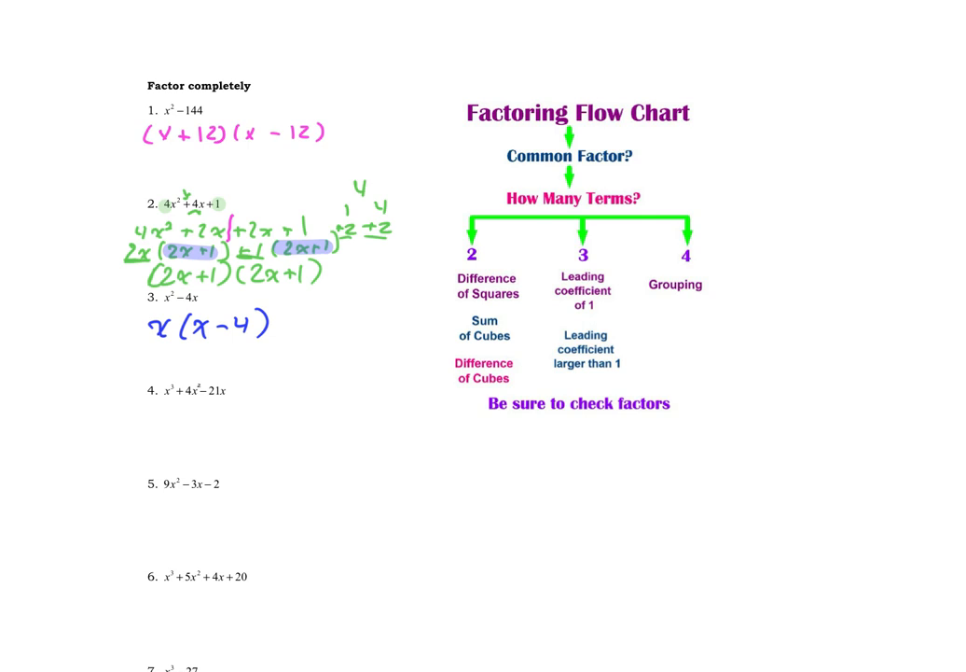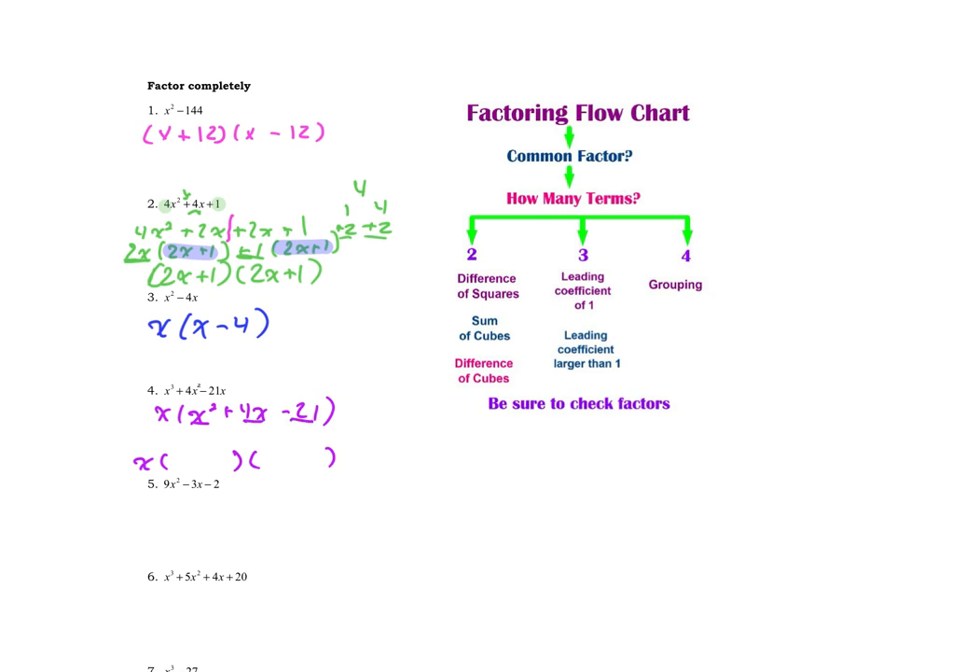Then the fourth one, I look for a common factor. They each have an x in common. I'm going to divide that out and get x squared plus 4x minus 21. So x, I can't forget the x. That's part of my answer. Now I look at what's left: here is a 3-term polynomial and a leading coefficient of 1.